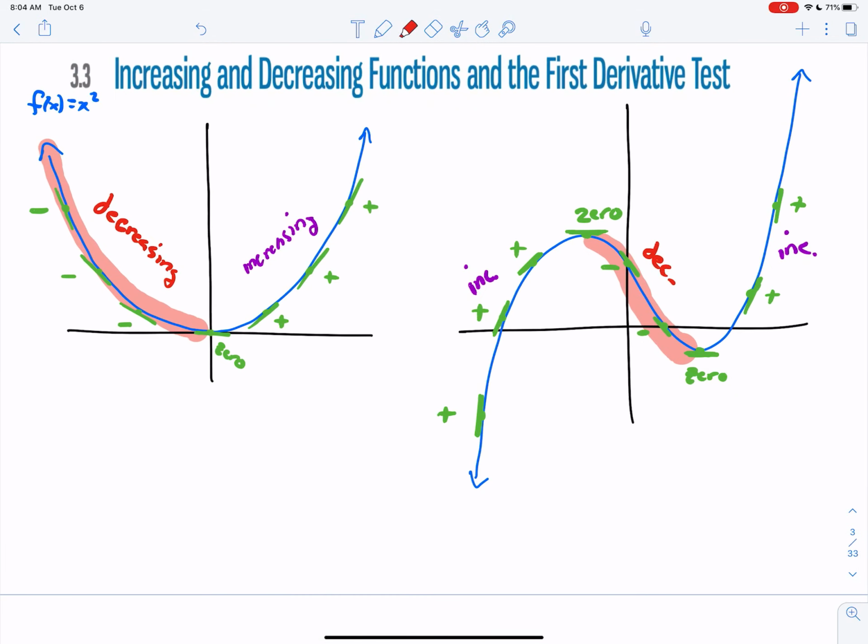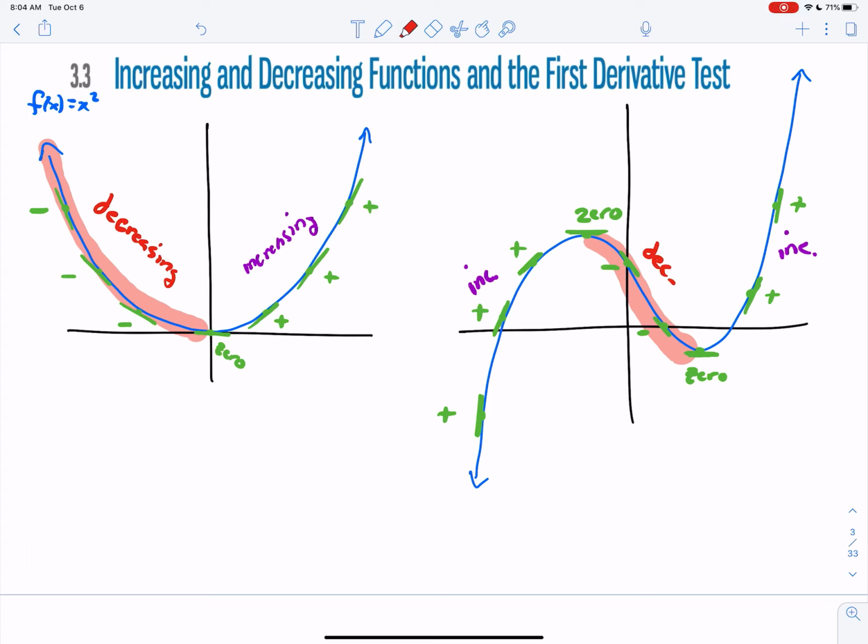Now, here's what you guys don't want to say. Don't use vague words like "it," especially in this section, or in this unit, actually. You need to be very specific about what's changing. So, listen to my words very carefully. The function is decreasing at the same time the derivative is negative. What you don't want to say is "it's decreasing, so it's negative." You've got to be very specific, especially on the AP exam.